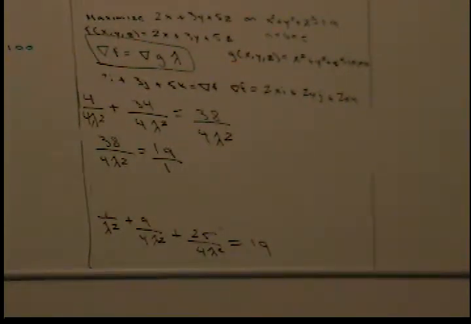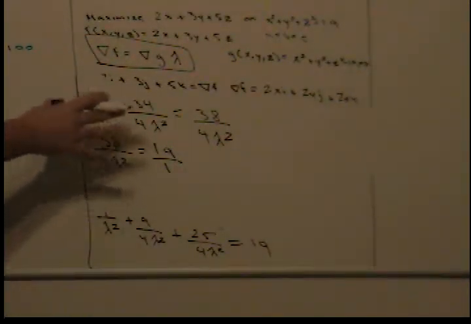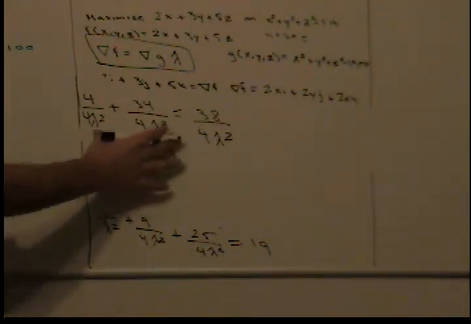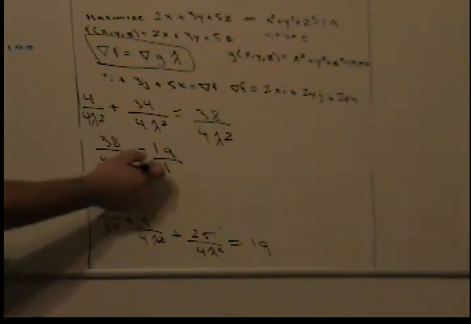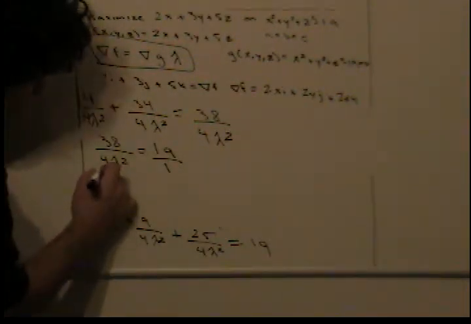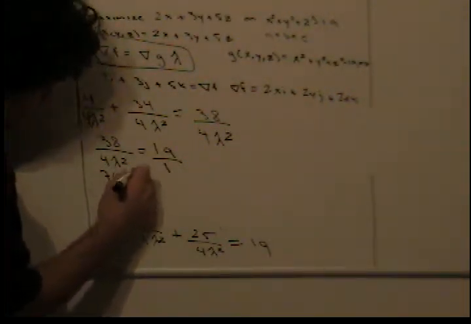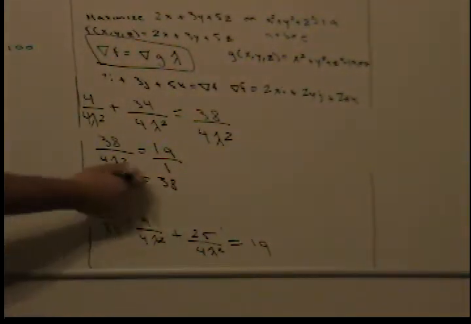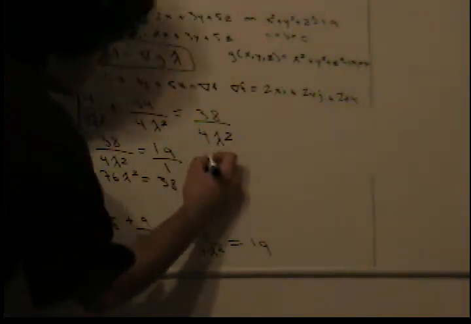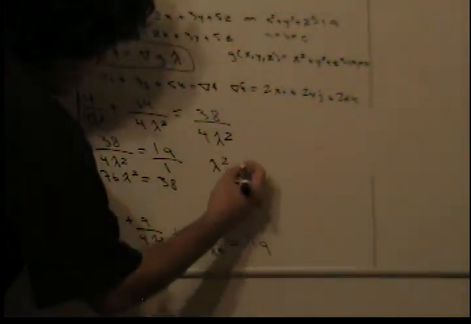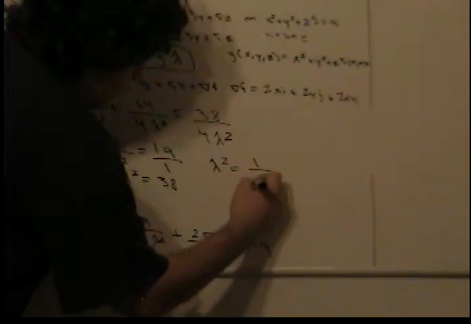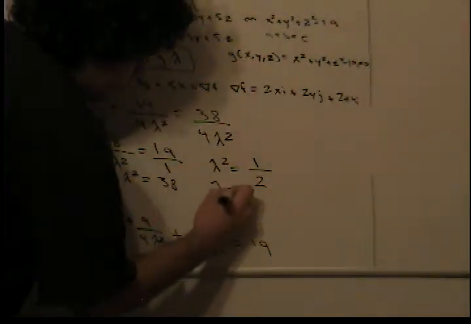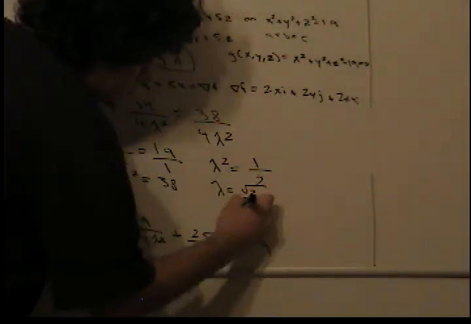We left off in this problem, we were trying to solve for lambda. So we have this ratio over here, so we say 19 times 4 lambda squared is 76 lambda squared equals 38. So when we divide 76 by both sides, we get lambda squared equals 1/2. And finally, we can get lambda equals the square root of 2 over 2.